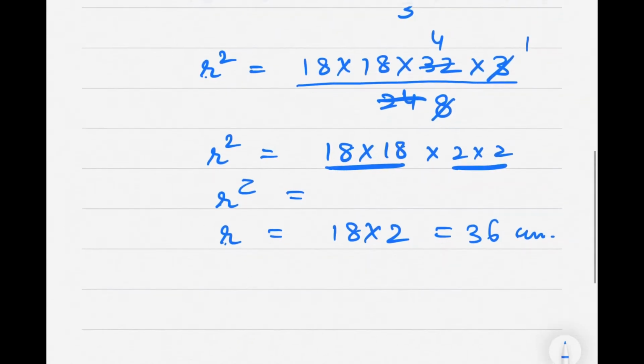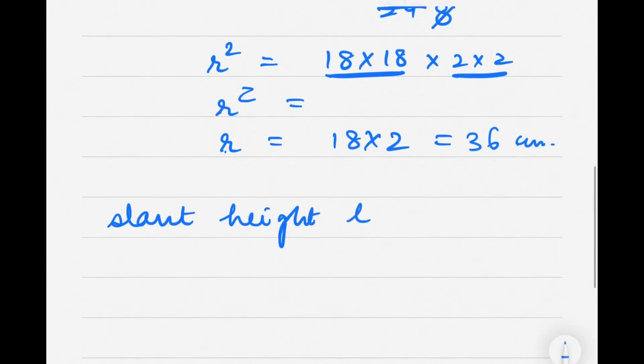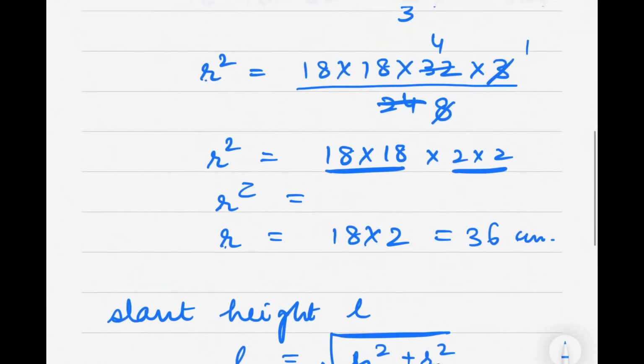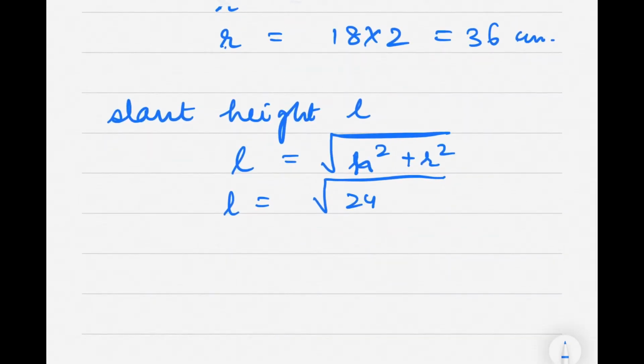Now I have to find the slant height also, right? So slant height L. Now we know that L is equal to, according to Pythagoras theorem, and we have learned that for a right circular cone, h square plus r square, under the square root. So I have to find out this. So L will be equal to, h is my height of cone, which is given as 24, so 24 square plus this 36 square.